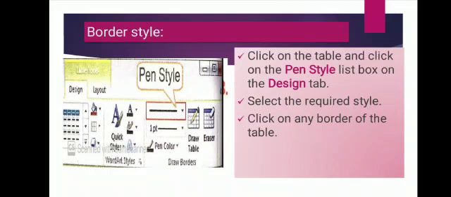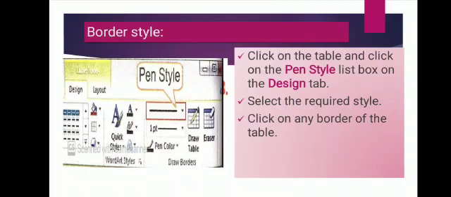Then click on the pen style list box on the Design tab, which is present under Table Tools. Then one menu will appear. You have to select the style that you want to change, and here also the mouse pointer changes to a pencil shape. Now place the mouse pointer on any border of the table and click on it, or simply drag the mouse pointer on it, then the style will change. So this is about inserting a table and doing formatting in the table: changing border, color, style, shadow, all these.